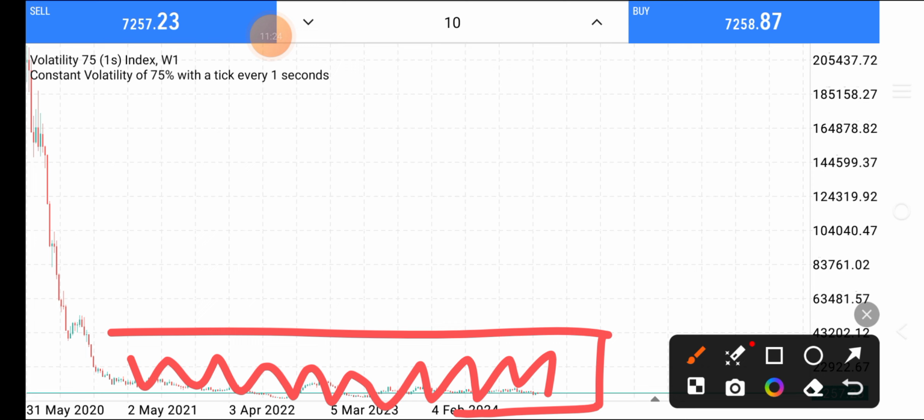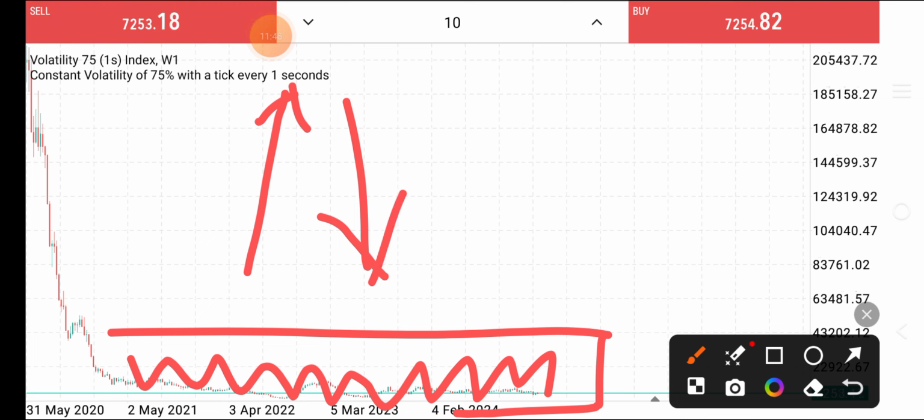Is it consolidating, is it trending, or is it actually going sideways? You can call consolidation sideways. So if the market is not going up or going down, which is a normal trend, if the market is going sideways, the market is consolidating.